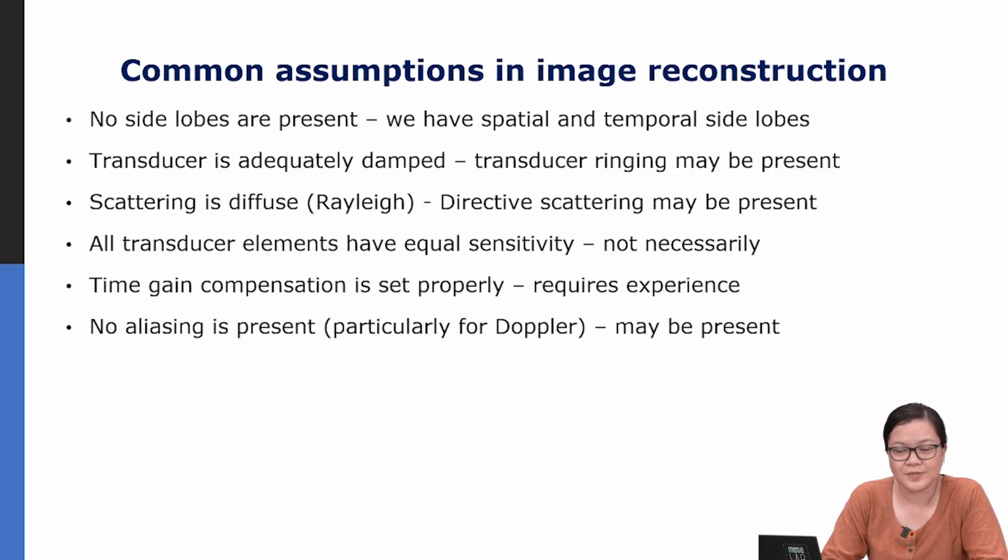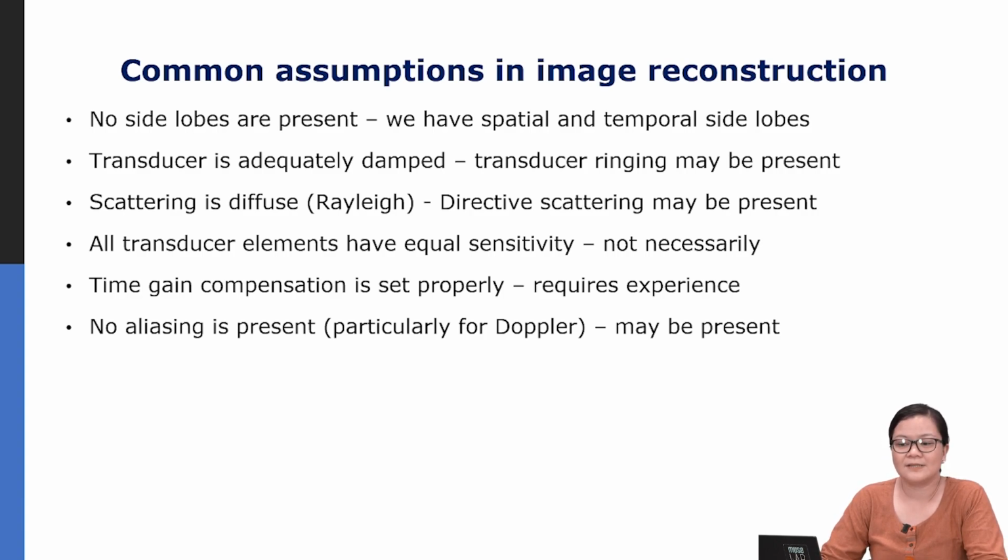Also, no side lobes being present is an assumption, but we have noticed that there are spatial and temporal side lobes present in images. Also, we assume that the transducer is adequately damped, but several transducers might have ringing involved, which might cause range ambiguity or difficulties in looking at the time delay of the different structures of the tissue.